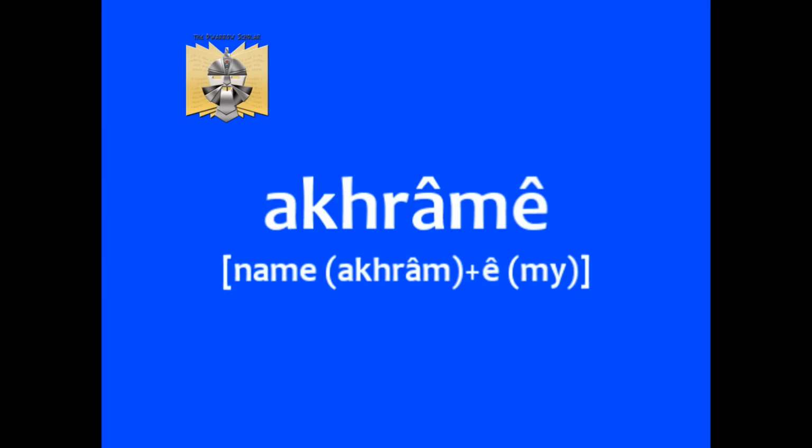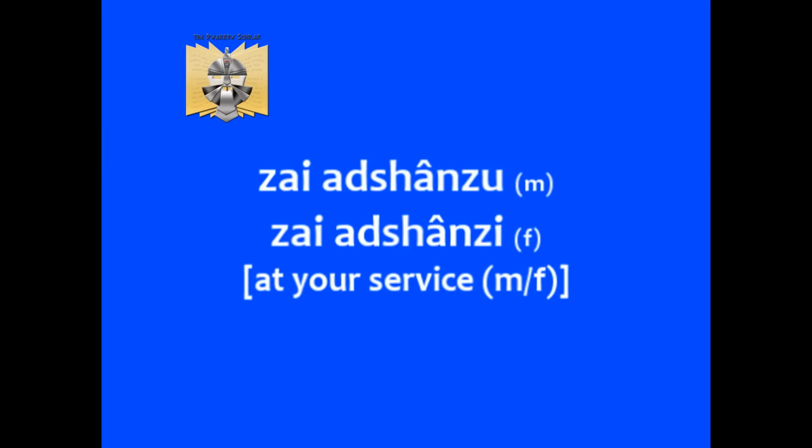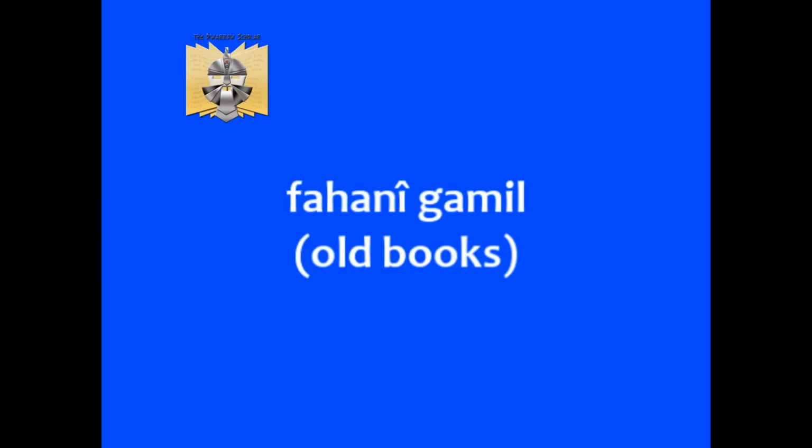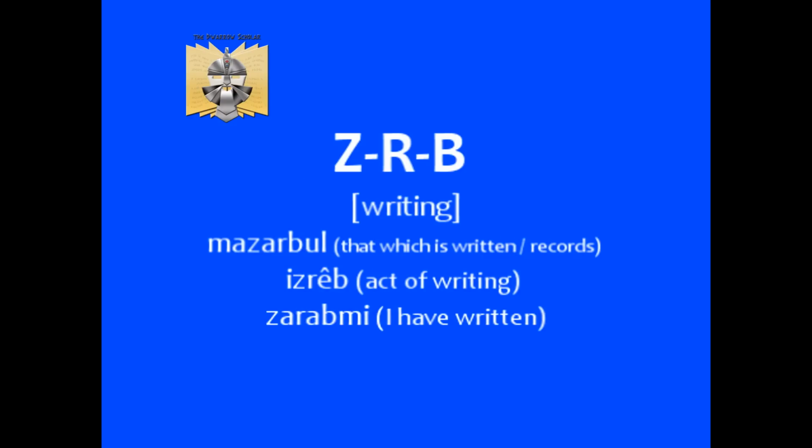Concepts. Akrame, my name. Akram, name. Zai achanzi, or zai achanzu, at your service, being said to a female or to a male. Fahani gamil, old books. Remember, we switch the place of the noun with the adjectives. And lastly, a quick recap of some of the radical structures we've seen today. ZRB, writing. Mazarbu, that which is written. Izreep, the act of writing.